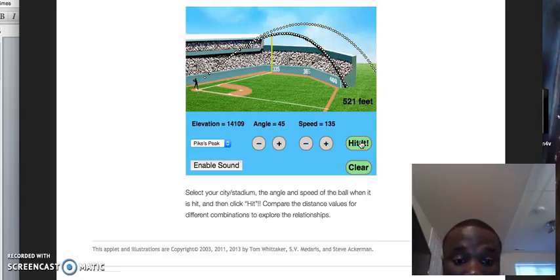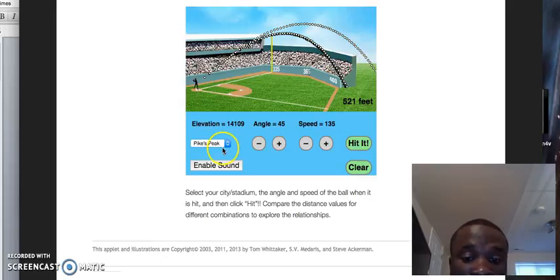So if I'm a hitter, this is where I want to play, because I know at the 14,109 elevation at the 45-degree angle with the highest speed possible, which was 135, there is no way anyone can catch my ball because I can easily get a home run every time I hit the ball at that speed, at that angle. So this would be a good place for a hitter to play.